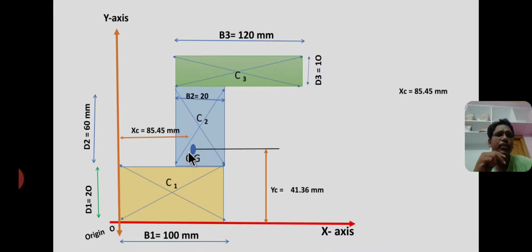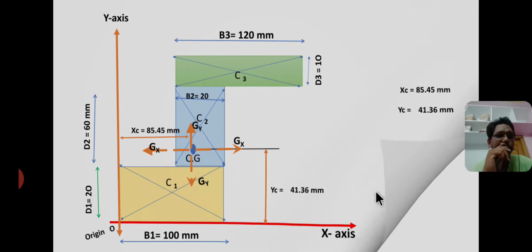This is the final position of the centroid. Gx and gy are called centroidal axes. The gx and gy axes are passing through the centroid, therefore these axes are called centroidal axes. The xx and yy axes are called reference axes.